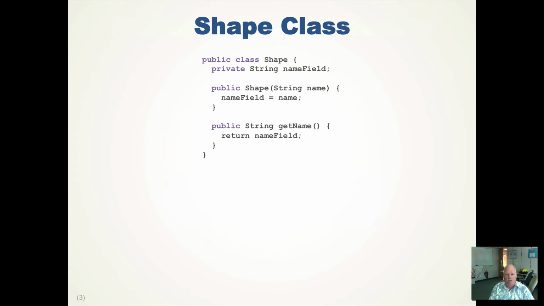So let's talk about our shape class, public class Shape. It has a private member variable, the name field, so that's where we store the name of the shape. It has a constructor that takes a name and then assigns it to the member variable. And then we have an accessor, getName, that returns the variable that holds the name. And notice that our shape does not have a way of changing the name once it's constructed. So it's a read-only variable, so once you've set the name of the shape, you can't change it later.